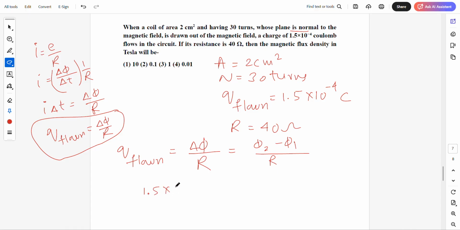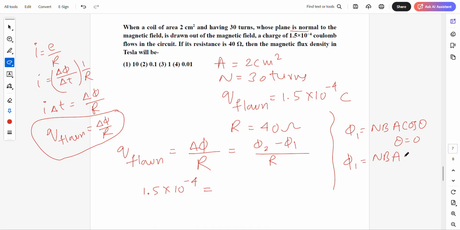How much charge flow ಕೊಟ್ಟಿದ್ದಾರಪ್ಪ? 1.5 ಕೊಟ್ಟಿದ್ದಾರೆ into 10 to the minus 4. Right, that is equal to, here how much is phi 2? Phi 2 will be, it is drawn out of magnetic field. Okay, first ಏನಾಗುತ್ತೆ, phi 1 is equal to NBA. NBA understood. Okay, normal ಅಂದ್ರೆ B and A are parallel. Okay, therefore cos of theta is how much? Theta will be equal to 0 ಆಗುತ್ತಪ್ಪ.